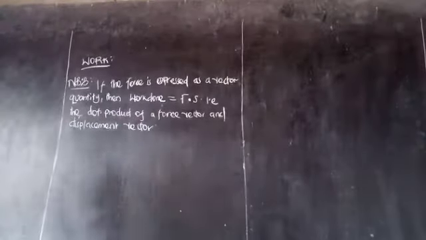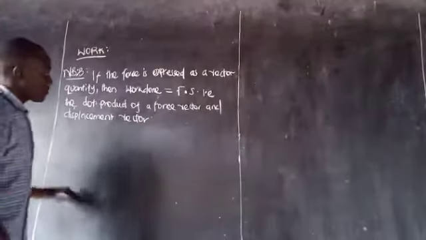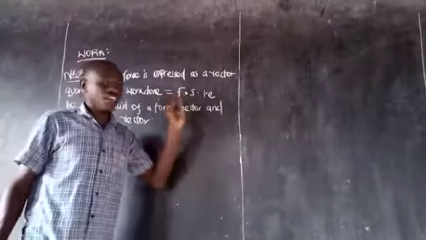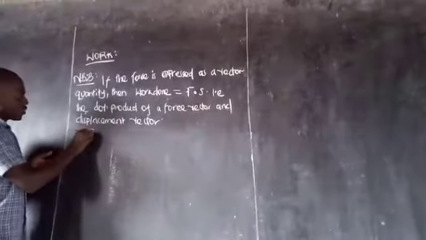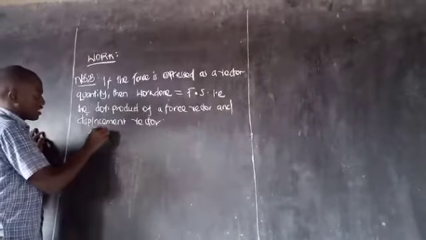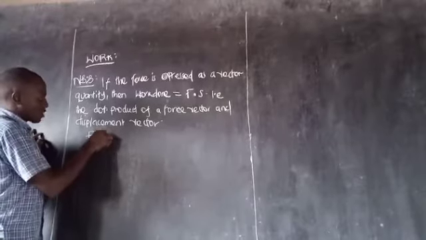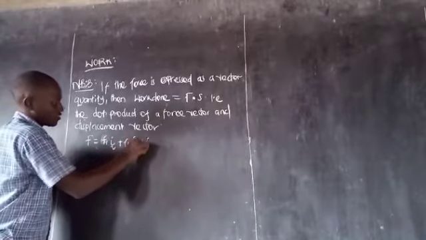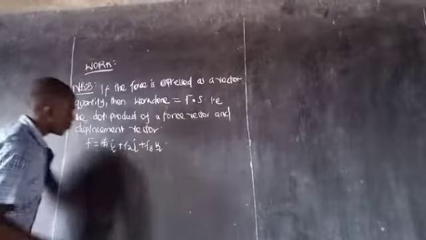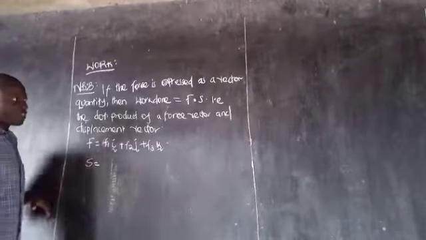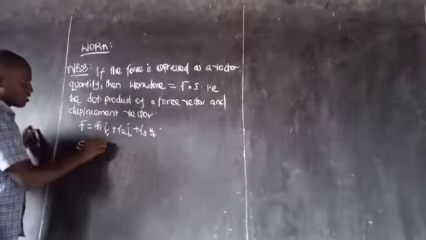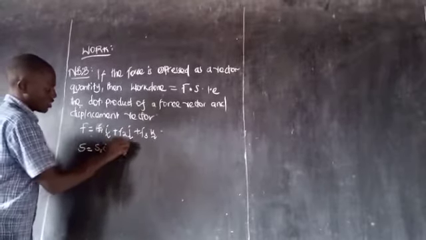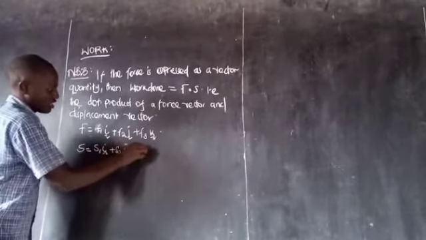Here we are talking about if the force is given as a vector quantity, then to get the work done, we dot the force vector and the displacement vector. An example is when you have the force expressed as f1 in the direction of i, then f2 in the direction of j, and then f3 in the direction of k. And then we are given the displacement as a vector also. We can say s1 in the direction of i, plus s2 in the direction of j, and s3 in the direction of k.